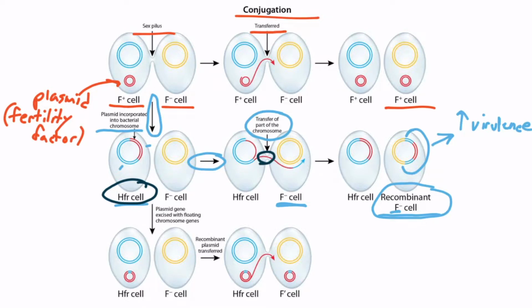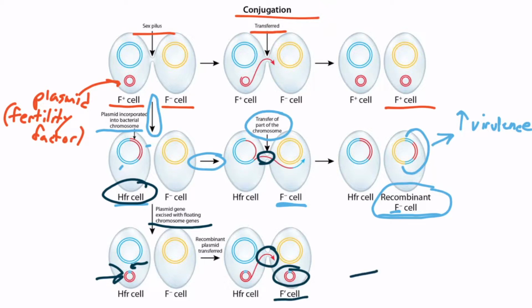The HFR cell can actually excise its plasmid, which you can see described here. And when it does that, it can actually take with it some flanking genes. And you can see that blue portion that it took from the chromosome. And just like plasmids typically do, they can copy themselves and initiate a sex pilus right here. And it can be transferred to a new bacterium. And when a bacterium receives a plasmid like this from an HFR cell, it's termed an F' cell.